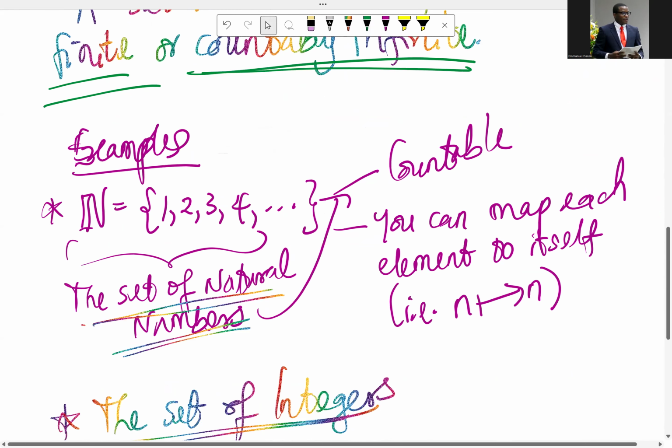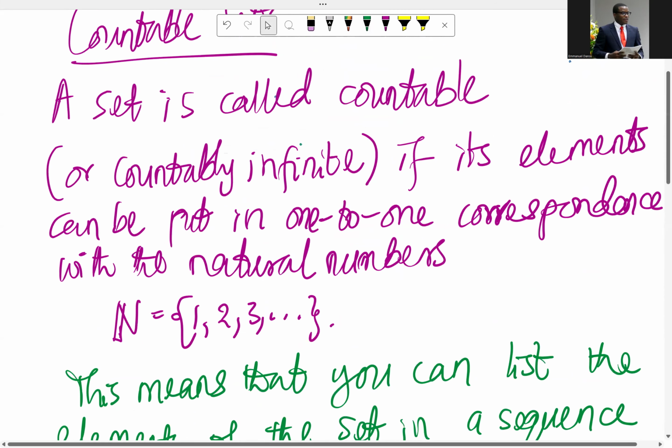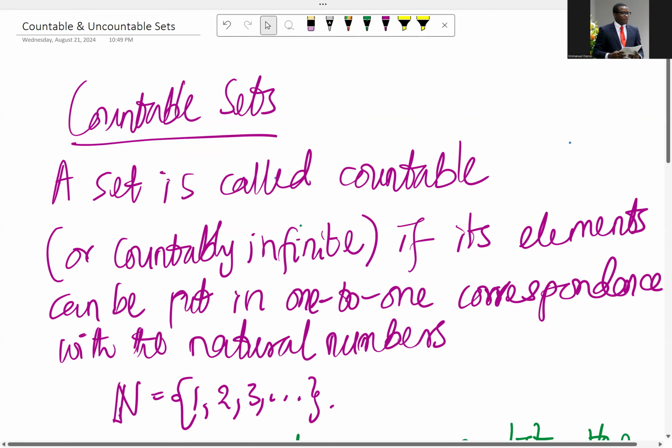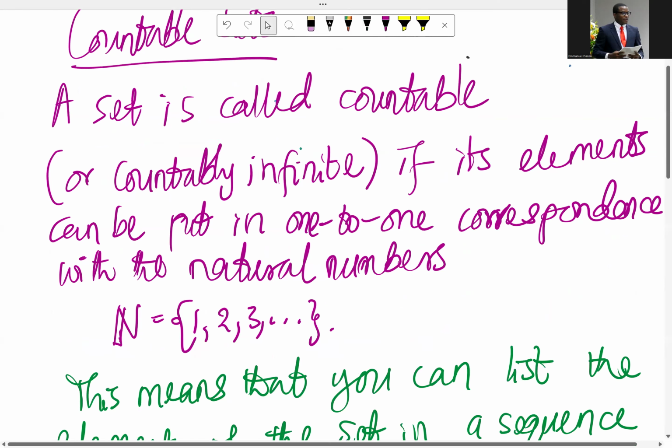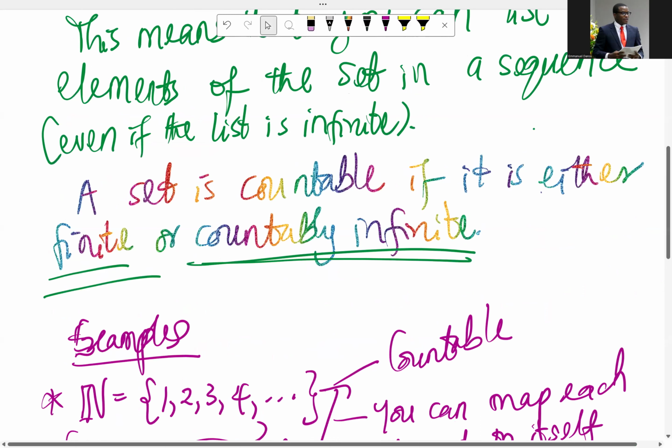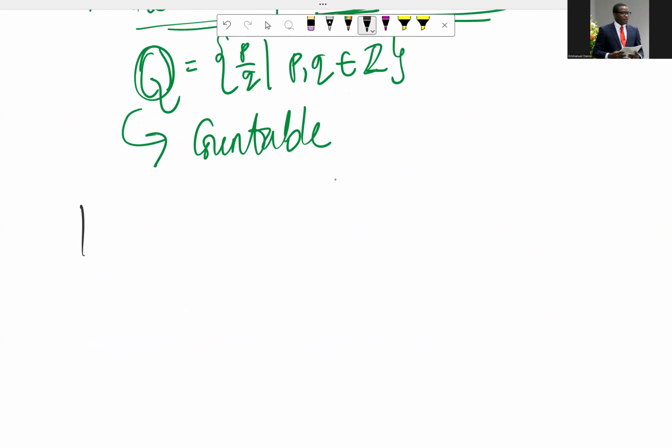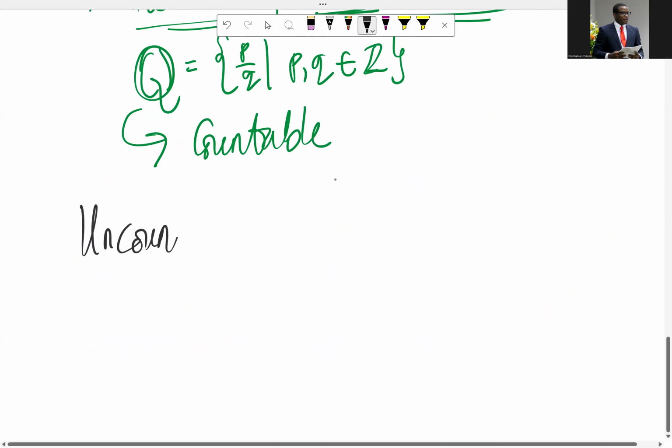So with that we bring to an end the discussion about countable sets for now. Let's move on to uncountable sets.